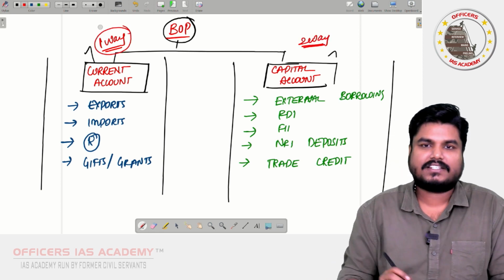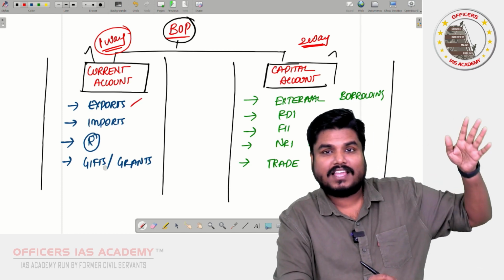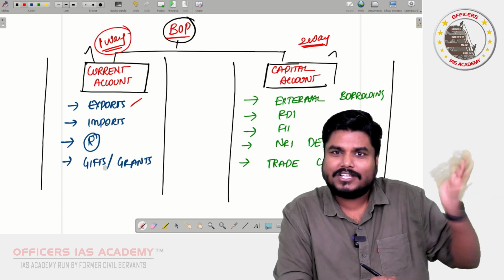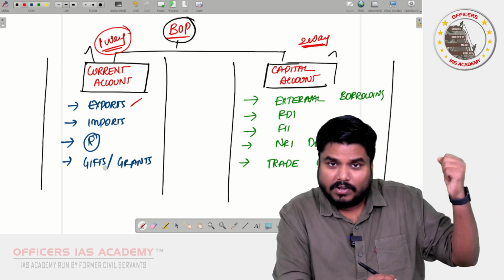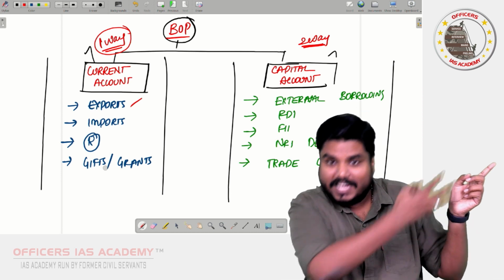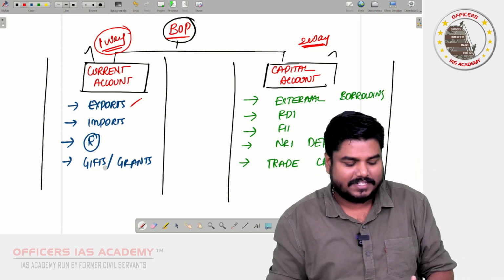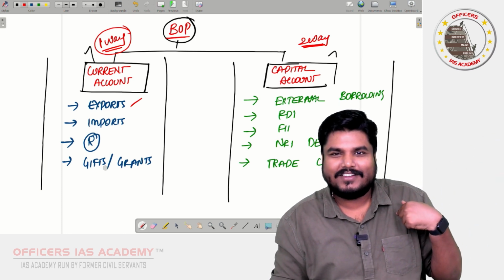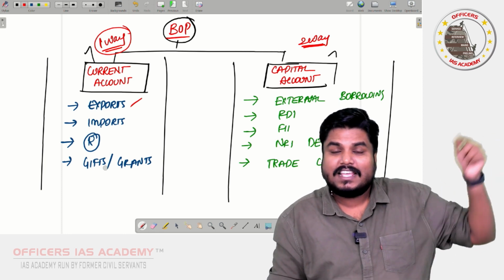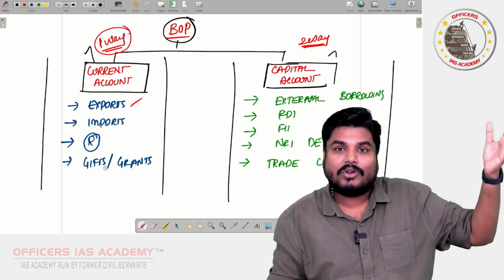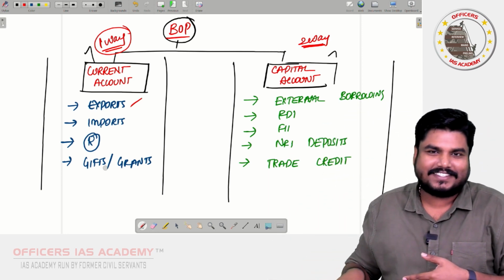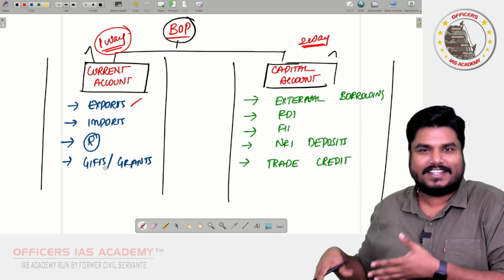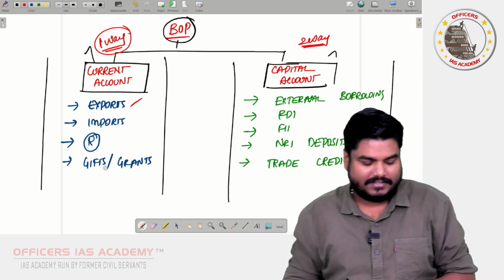When I say one-way transaction, see, I export something, I will receive money. Will I give that money back? No, one-way transaction. I import something, I will pay the money. Will I get the money back? No, one-way transaction. Remittances. My brother is sending money to my account. Is it a loan? No. Let us say children staying abroad, they send money to their parents. I am staying in California, I send money to my wife in Chennai. All these are remittances, one-way transactions.